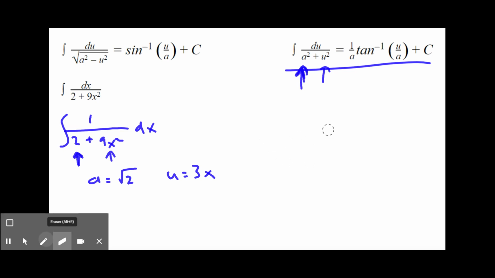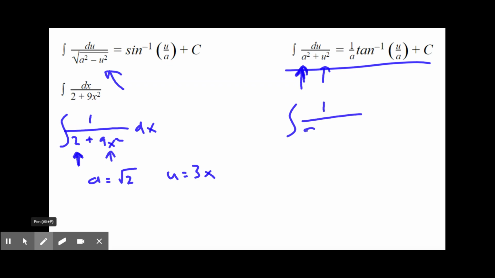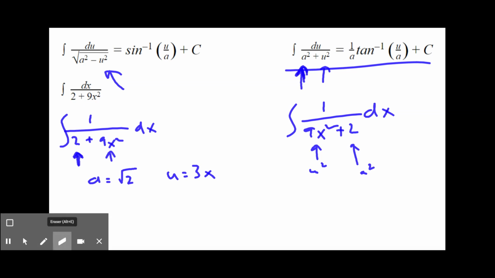Now, I do want to make note of this. The form up here, the inverse sine one, since it's subtracting, has to be in that order. But the inverse tangent one, since it's adding, could switch the order. So I could have given you the problem like this: 1 over 9x squared plus 2 dx. Which is the same thing. I just wrote the denominator in a different order, right? They just switched up the addition order. But it's the same thing. Still, this term would still be your u squared, and this term would still be your a squared. A is always the constant. U is always the variable. So just keep that in mind, all right?